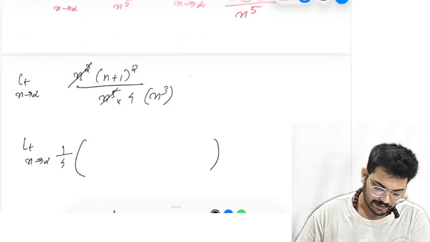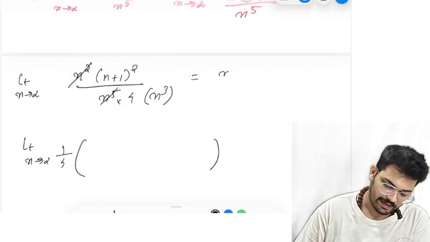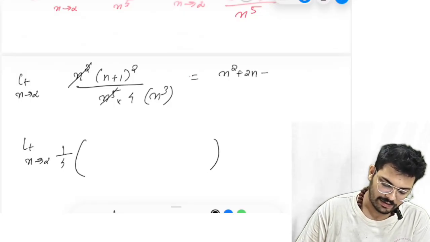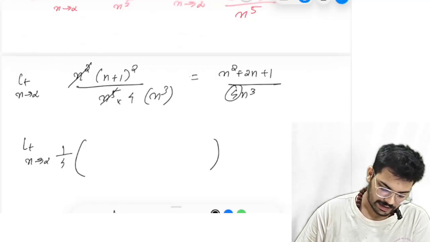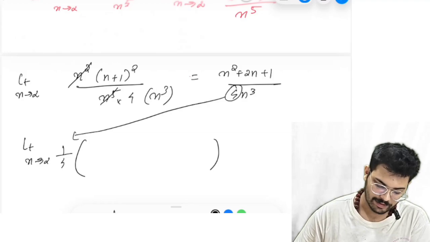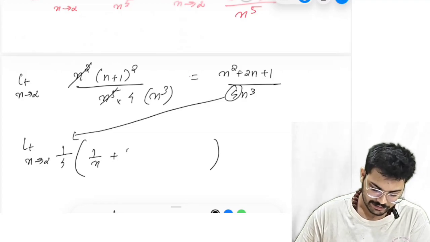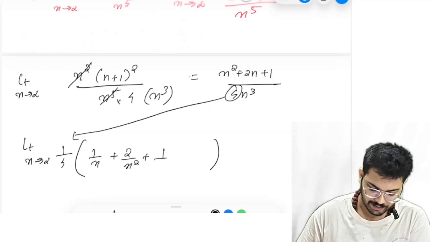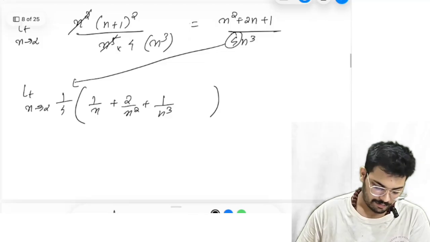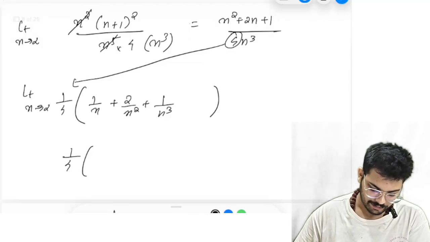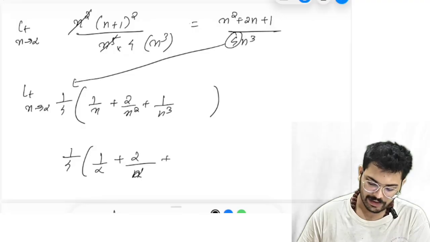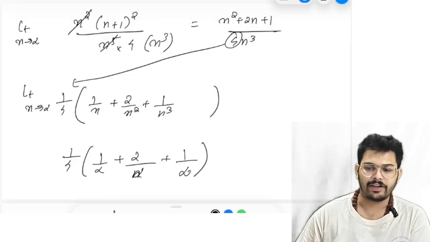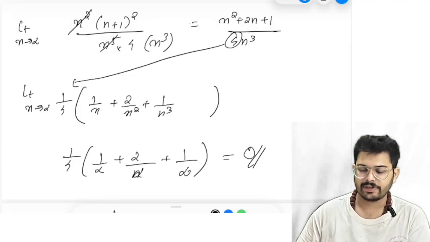This will be a plus b the whole square. This can be written as a square plus 2ab plus b square divided by 4 n cube. Now this 4 came outside as 1 by 4. When you split it, you will get 1 by n plus 2 by n square plus 1 by n cube. Now when you apply infinity, this will become 1 by 4 into 1 by infinity plus 2 by infinity square plus 1 by infinity cube, which are all infinity in the denominator. This value will become 0.